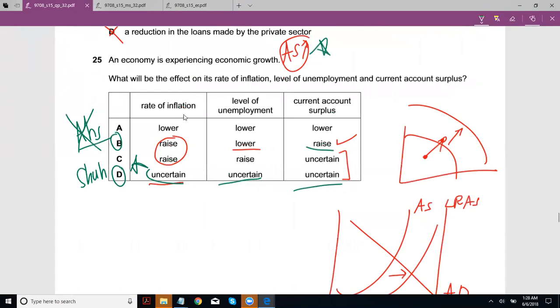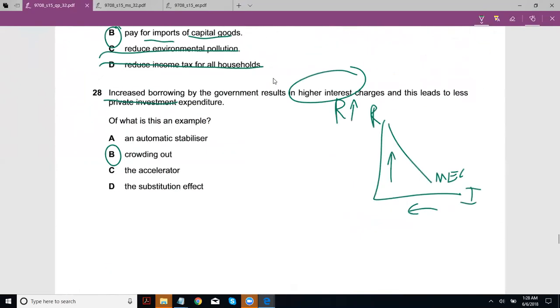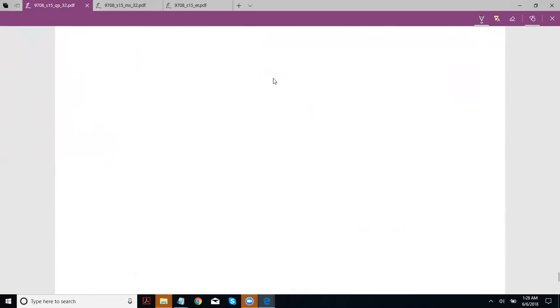But Shariat had mainly explained why it could be D, if you just consider the possibility of a growth in potential rather than just a growth in actual. So that's it for this paper.